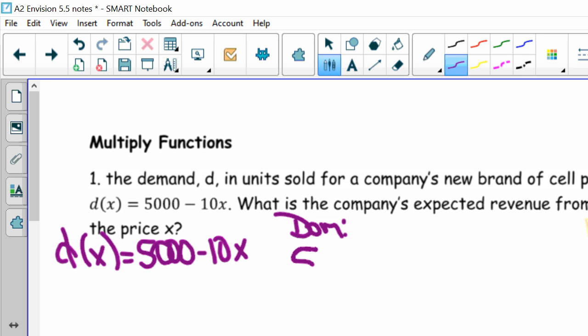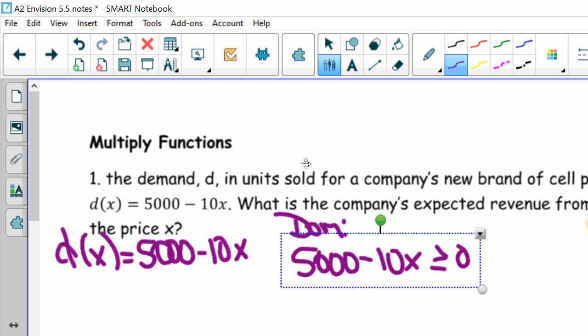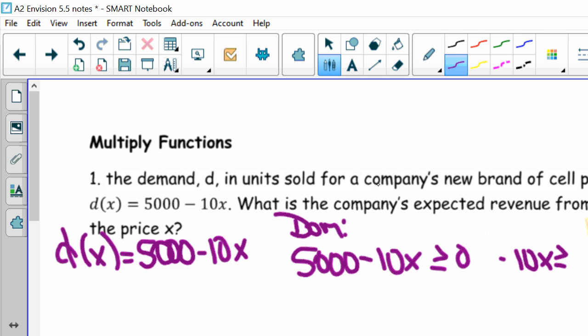So I'm going to take this 5,000 minus 10x and say that has to be greater than or equal to 0. When I solve that, if I move 5,000 over, I get negative 10x has to be greater than or equal to negative 5,000. Divide by negative 10. Since we divided by a negative number, remember that rule that says if you divide by a negative, then you have to flip your inequality sign. So this becomes x is less than or equal to 5,000 divided by 10, which is 500. So the domain for the demand is x has to be less than or equal to 500.